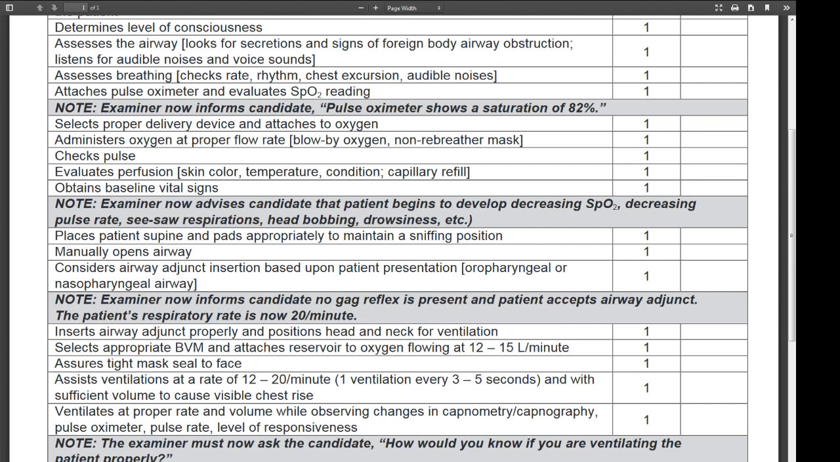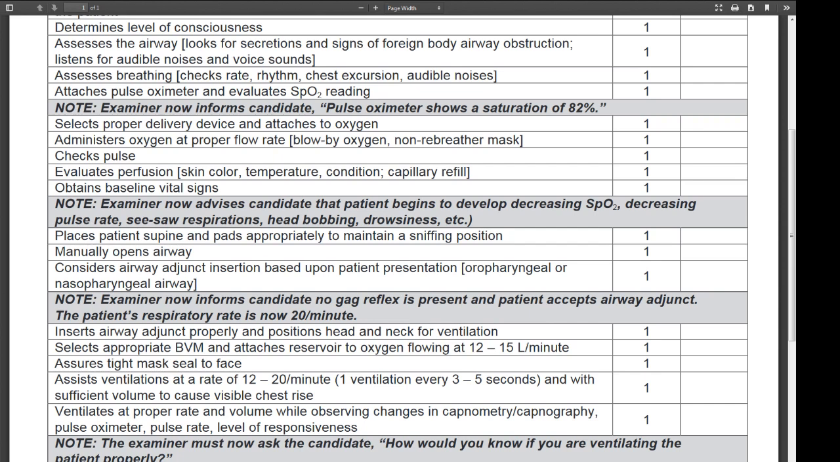Places patient supine and pads appropriately to maintain a sniffing position. Manually opens airway. Considers airway adjunct insertion based upon patient presentation, oropharyngeal or nasopharyngeal airway. Note: examiner now informs candidate no gag reflex is present in patient, accept airway adjunct.